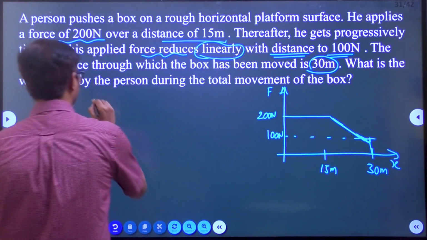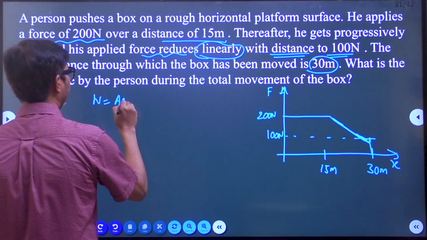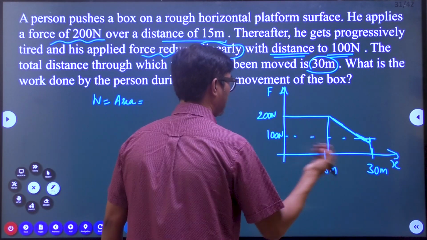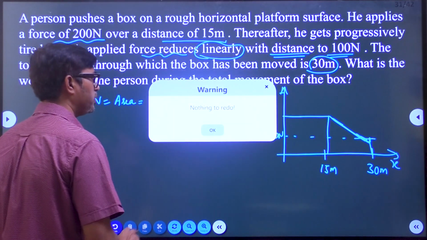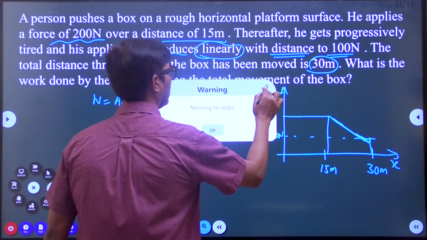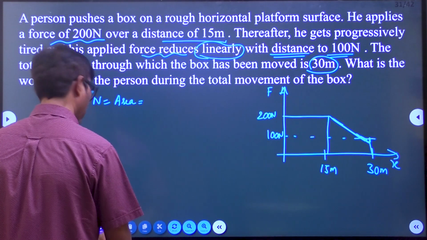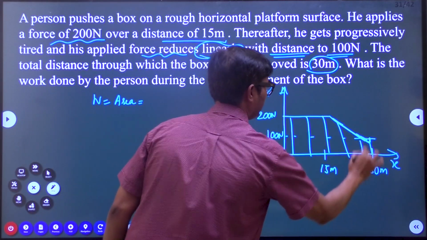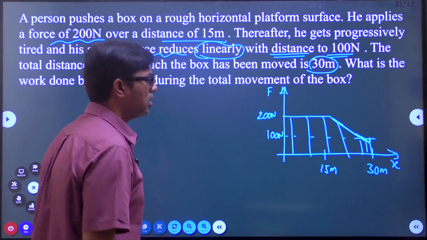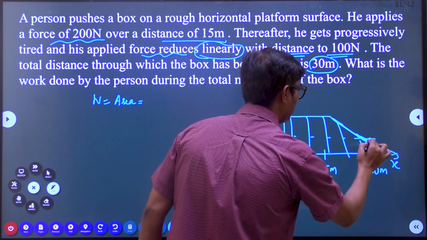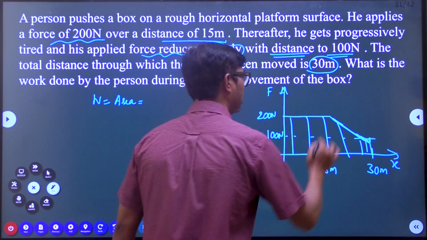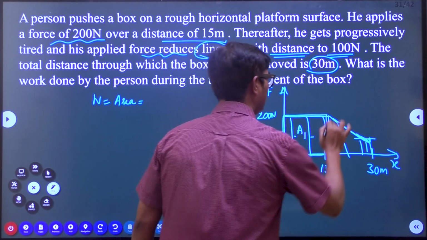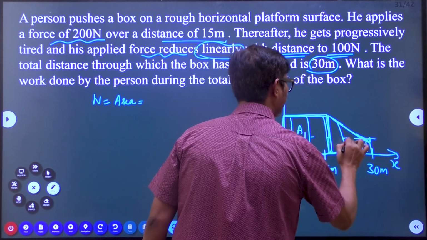So we need to calculate the work done. Work done is basically the area under the graph. Let's divide this into two parts. Rather, you can actually take this as one trapezium, and we can find the area of a trapezium directly. But actually here we've got a problem there, so we'll divide that into a rectangle. This is one rectangle, let's call it A1. This is another trapezium, which is A2.